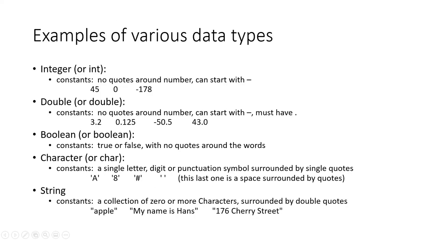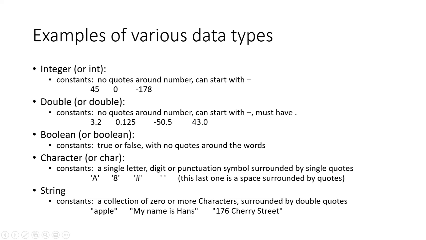So here are some examples of various data types. For integers, if you want to write down the value, it's just a number with no quotes around it, and it can start with a minus sign. Okay, so 45, 0, minus 178, those are all integer constants. For double precision values, you have a decimal point, and it could start with a minus and no quotes around the number. So 3.2, 0.125, minus 50.5, 43.0. Even though that's got no decimal part to it, it's represented as a double precision because of the 0.0.